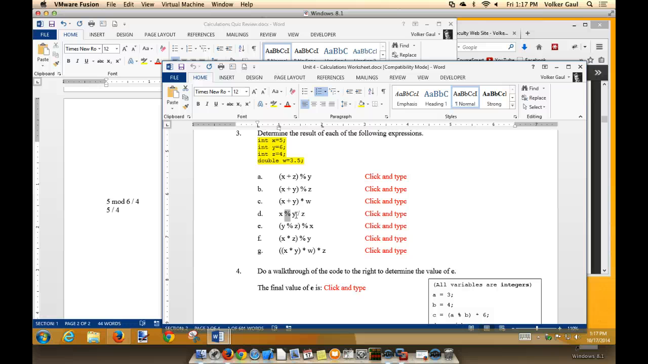Yes? So does modulus always get done before, or only if it's before, like? Modulus gets done before addition and subtraction. That's all I can say. Other than that, it's done left to right with multiplication and division. So here's a modulus at that end.